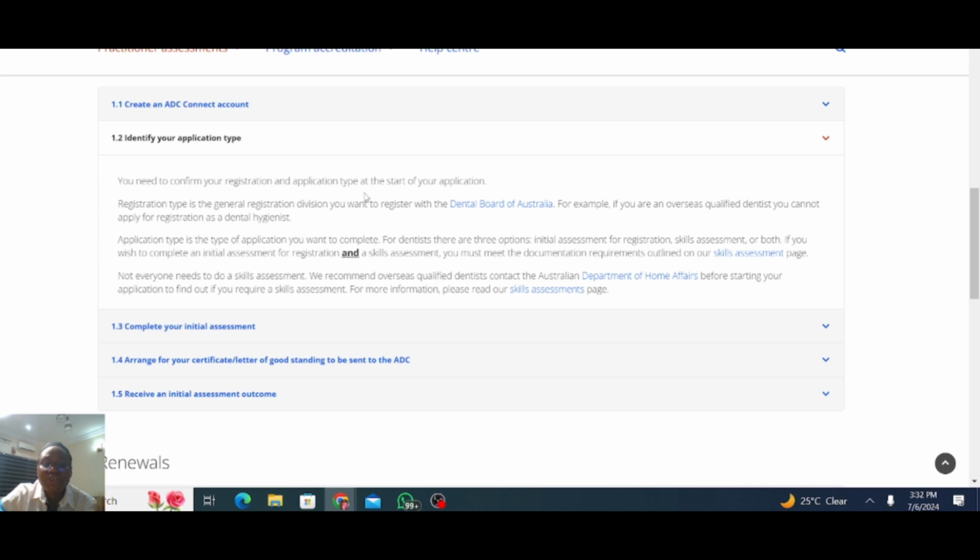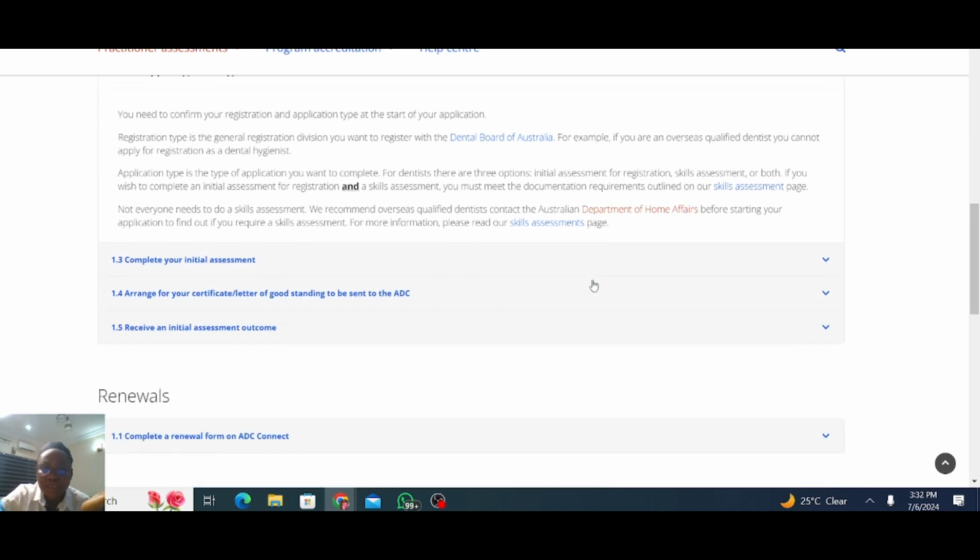Then the second process for applying for this initial assessment is to identify your application type. You need to confirm your registration. For example, if you are a dentist, you cannot apply to be assessed as a dental hygienist. If you're a dental hygienist, you cannot apply to be assessed as a dental nurse. So whatever qualification you have from your home country, that is what you will apply to be assessed with. Now, for dentists, there are three options: initial assessment for registration, and skill assessment if you wish to complete initial one. Then you must document everything.